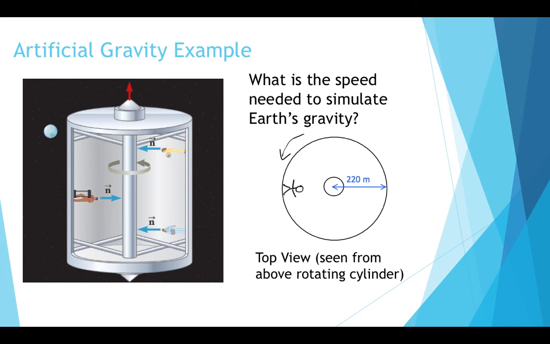So for our artificial space station, we can see that the person is inside. The space inside has to be significantly greater than the height of the person in order for the centrifuge to work. What is the speed needed to simulate Earth's gravity? So you're given the radius is 220 meters. This is a top view, so we're looking straight down on the object holding the people inside.